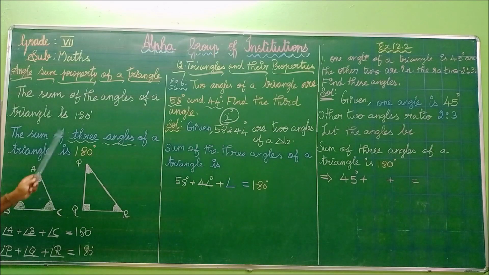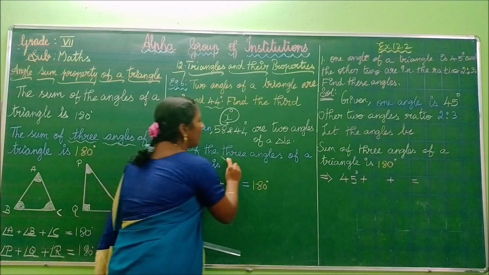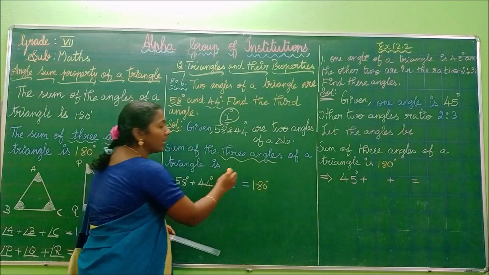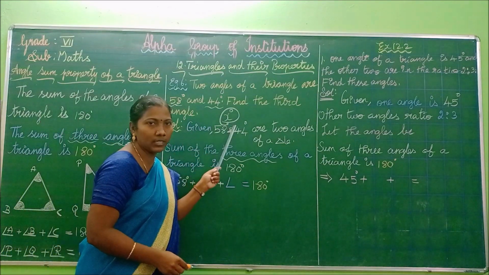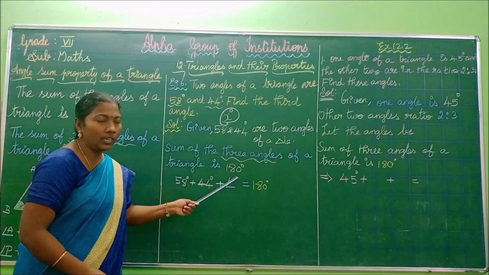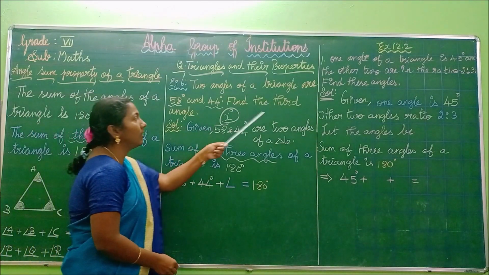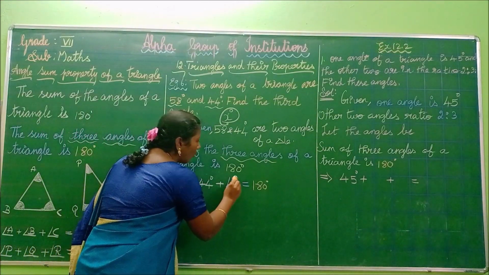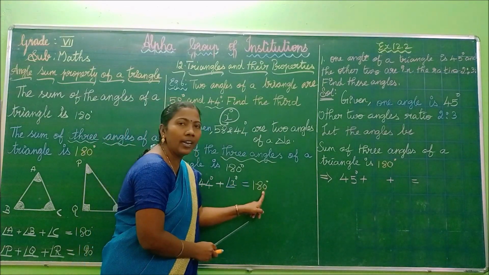The sum of 3 angles of a triangle is 180 degree. Remember this concept. So here you have to write, definitely you have to write, children: sum of 3 angles of a triangle is 180 degree. We are going to use this property to find the value of x. One of the angles is 58 degree and another angle is 44 degree, and we have taken the third angle as x degree. So here you have to write 58 plus 44 plus angle x equal to 180 degree.